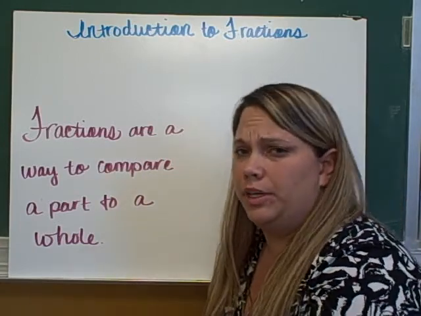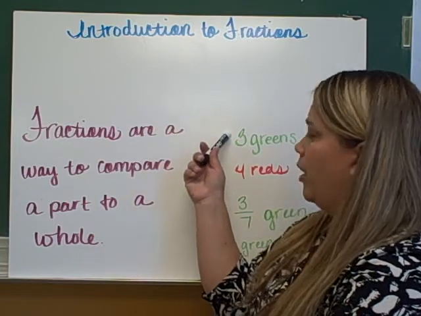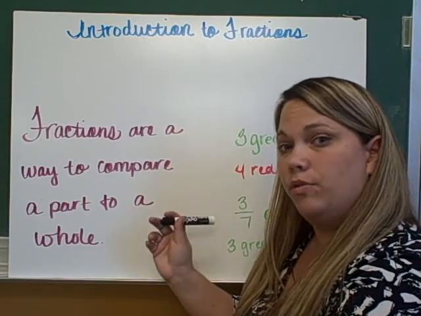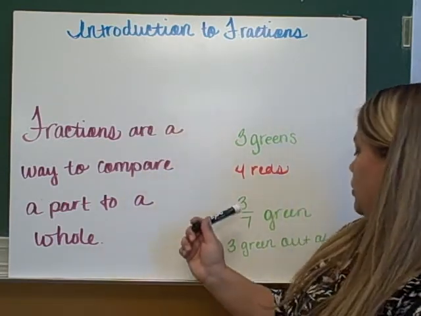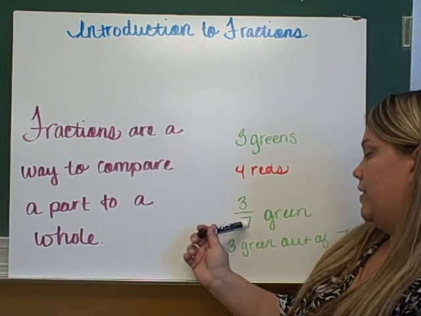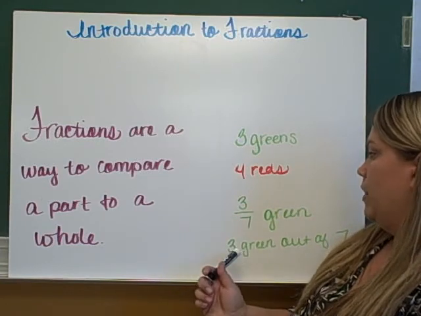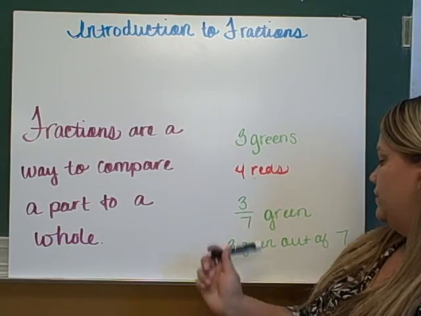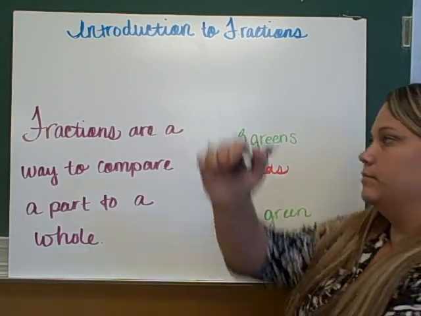what fraction of the group is green, then you simply take the part you're talking about and put it over top of the whole, which would mean 3/7 are green. 3 out of a total of 7 are green.